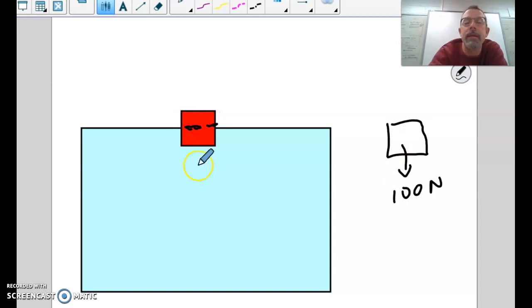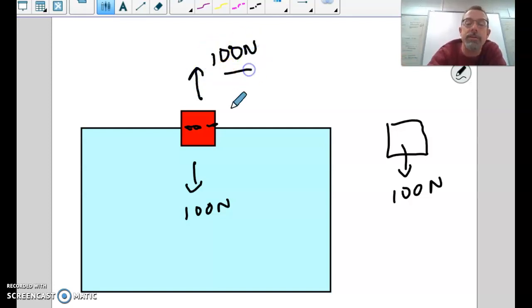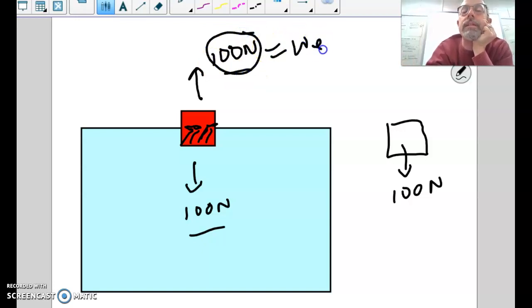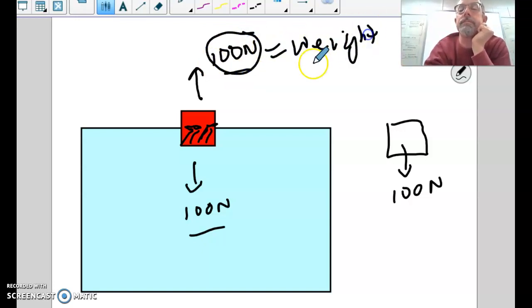So if it floats, that means that with this weight of 100 newtons, there's no net force here. It's not going anywhere. That means that the buoyant force here has to also equal 100 newtons. These two have to be equal. Otherwise, this object would either accelerate up or accelerate down. What this means is that the buoyant force equals the weight of the displaced fluid.